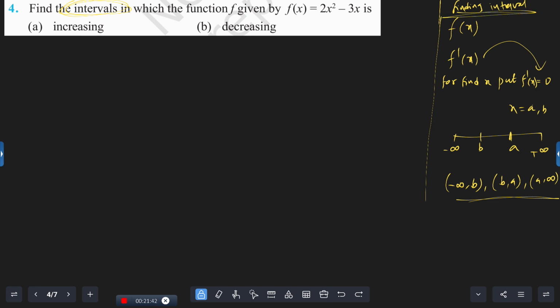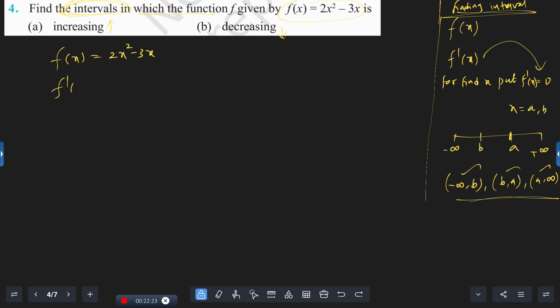Right, here also they asked to find the interval for f of x, where f of x is equal to 2x square minus 3x. First we will find the interval. They didn't ask just for the interval. After finding the interval, we should check in which interval the function f of x is increasing or decreasing. So we should find the interval as well as check that. There is both work here.